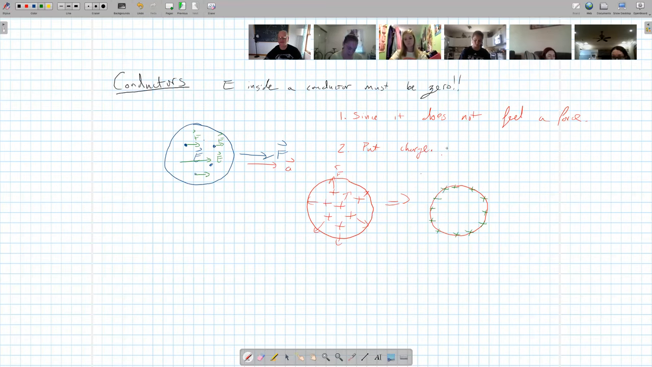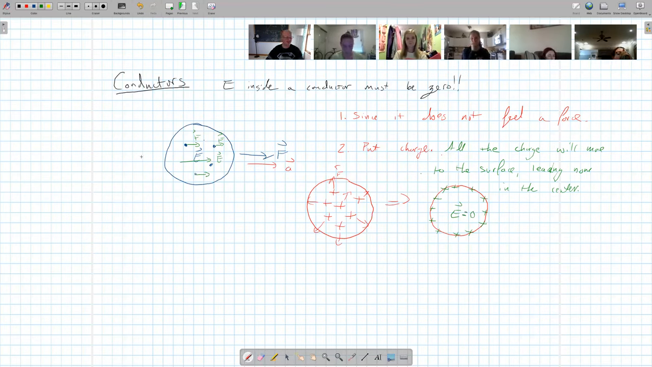So if I put charge on it, then all the charge will move to the surface, leaving none in the center. So if I had, for example, a metal sphere, and I put charge on it, all of that charge has to be found on the surface. There'll be no charge in the center, so that the total electric field, again, will be equal to zero on the inside.